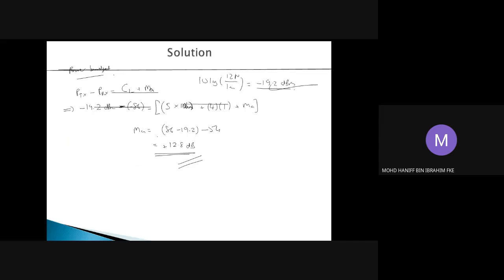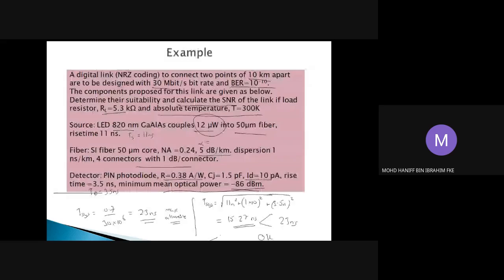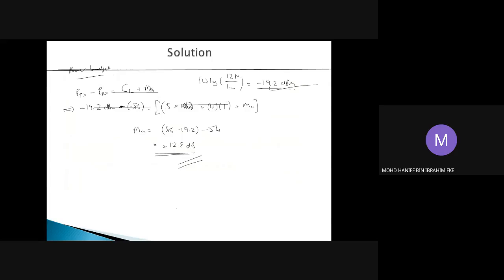The second one is to calculate the SNR, the signal to noise ratio. For this particular case, these are things that we need to understand from what we have learned in the previous chapter on noise in optical receivers. As we learned in that chapter, we have learned about the calculation of signal to noise ratio. Let me write this for you. Before that, I need to erase this, sorry for that, because I need to have more spacing.